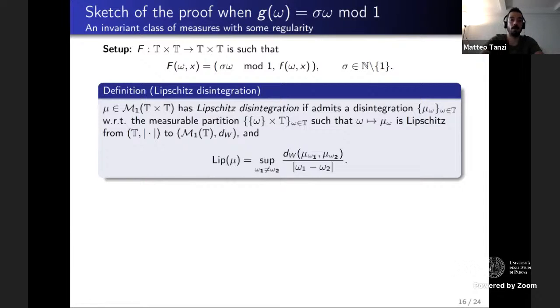Why is this class of measures important? Because it's going to give an invariant class of measures. Basically, this invariant class of measures is a class of measures which are regular in the omega direction. The fact that this class is invariant is not surprising, just because the dynamics is regularizing in the omega direction.